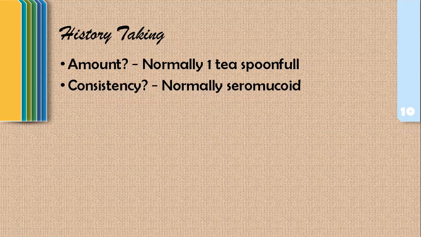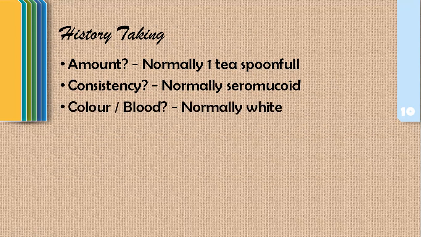Now the next question we'll be asking is consistency. What is the type of sputum, whether it is serous or mucoid? Normally the sputum is seromucoid, that is, it contains some part of clear watery fluid along with some part of mucoid substance. And the next thing we'll be asking is the color of the sputum and whether there is presence of blood. Normally sputum is whitish in color or sometimes creamy. But in different kinds of infection, there are different colors of sputum. And hemoptysis is the presence of blood in sputum, and it has to be evaluated quite seriously.